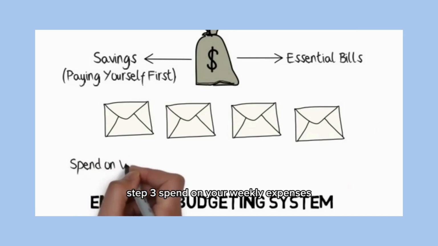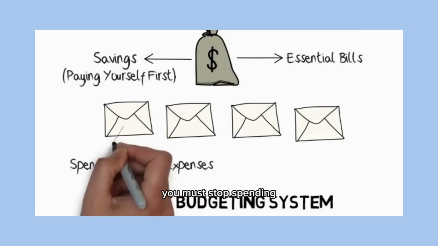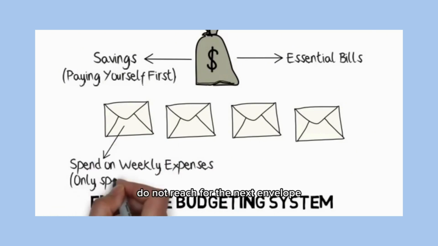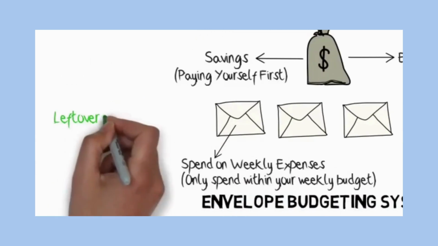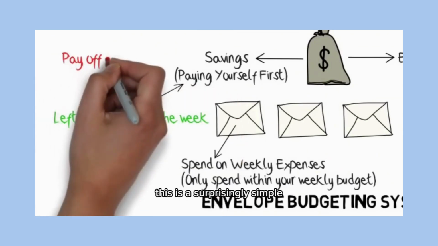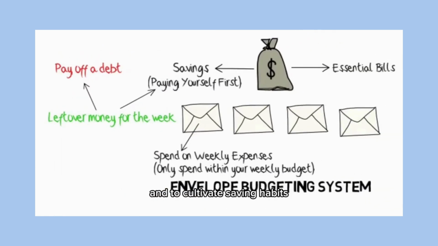Step 3. Spend on your weekly expenses from each respective envelope. You must stop spending if there is no more money in that envelope. Do not reach for the next envelope till the next week comes along. Step 4. Transfer what is left over each week into savings or use it to pay off a debt. This is a surprisingly simple but effective way to keep spending in check and to cultivate saving habits.